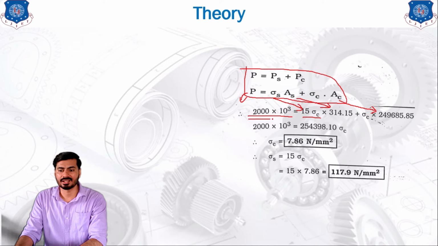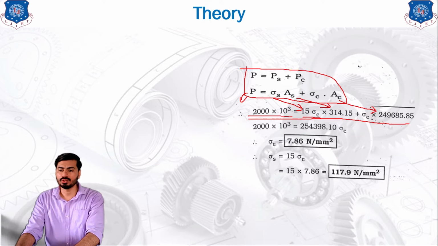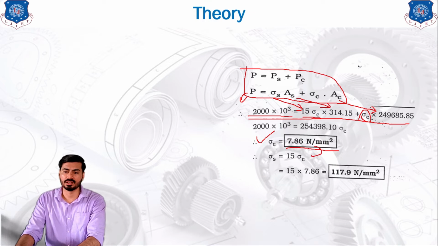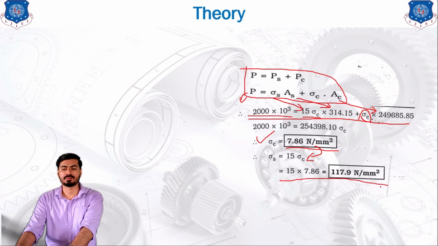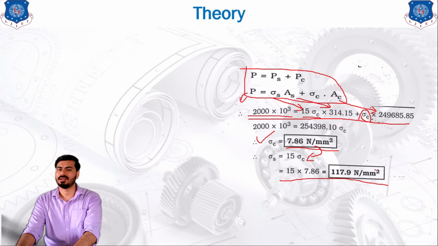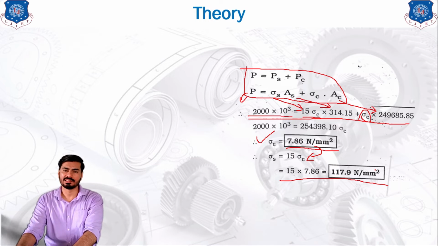So if you look at this situation, you will see that in this entire equation, the only unknown remaining is sigma C. So if you take sigma C as common and make it the subject, then you will get the final answer of sigma C as 7.86 Newton per mm square. Put this value in equation number 1, then you will get the answer of sigma S as 117.9 Newton per mm square. So this is how we have calculated the stresses for each material. And now we complete our example over here.